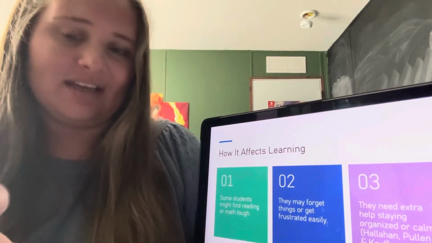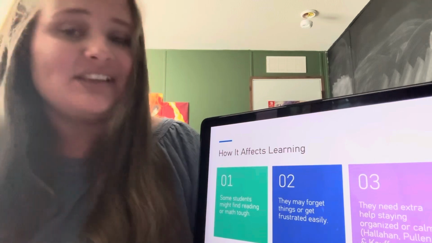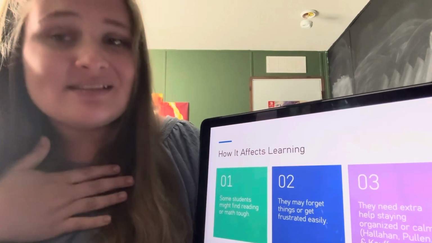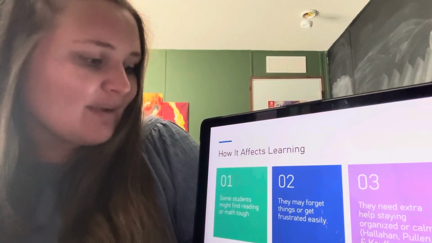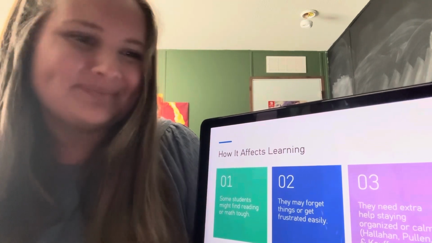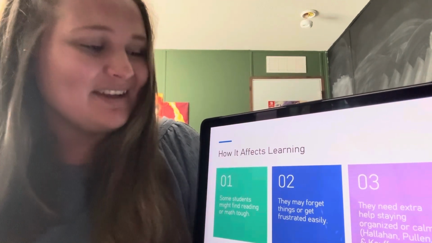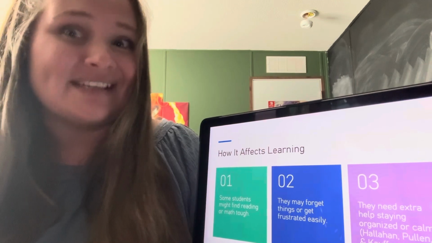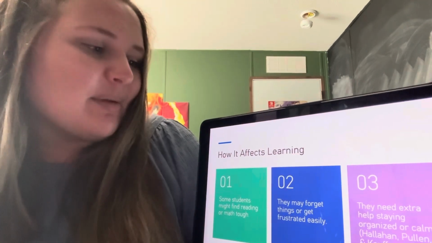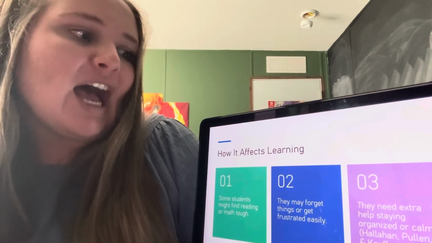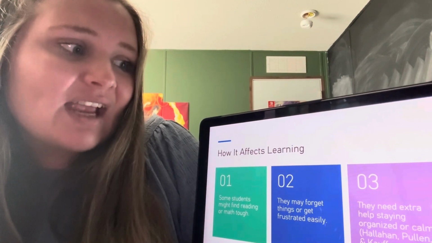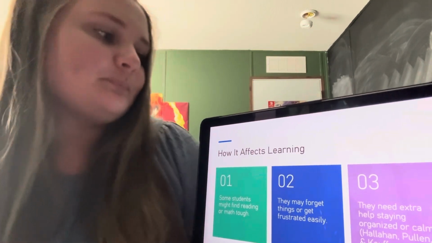How it affects learning. Now, these three things are what I've researched and some personal things I have also gone through. So number one, some students might find reading or math tough, which, speaking from experience for myself, it was very hard to sit and read long chapters. Number two, they might forget things or get frustrated easily. They need extra help staying organized or calm.